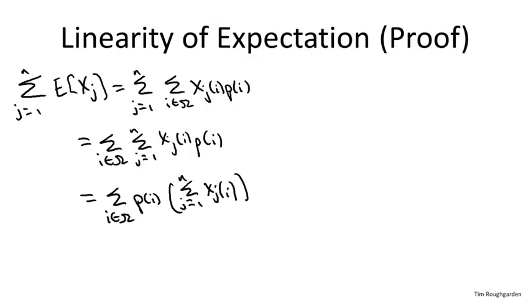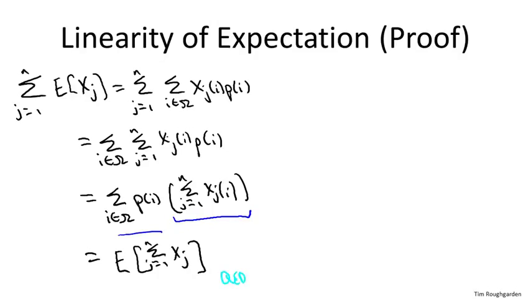Inside the parentheses, we simply have the value of the sum of the xj's on the outcome i, and then over here we're just averaging the sum of the xj's with respect to the probabilities, the pi's. So this is just the definition of the expectation of the sum of the random variables. So that's it. Linearity of expectation is really just a reversal of the double sums.